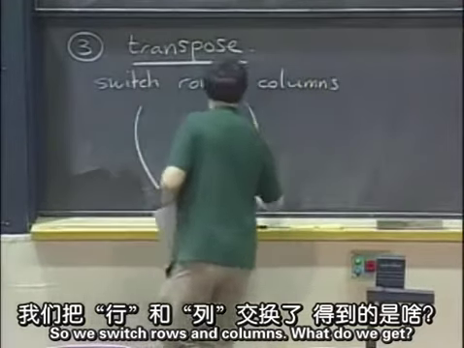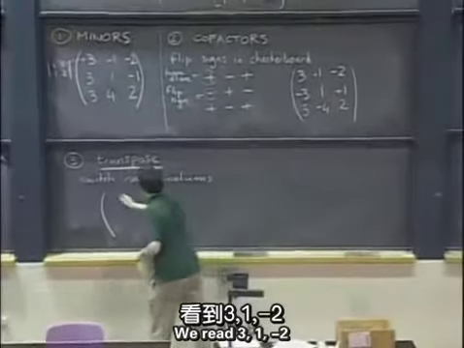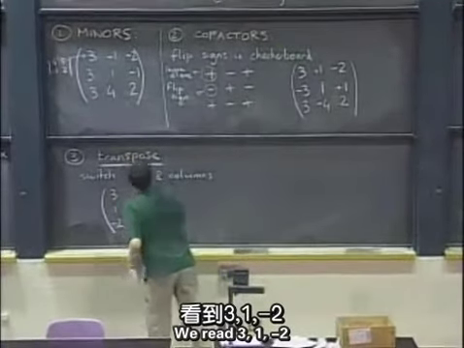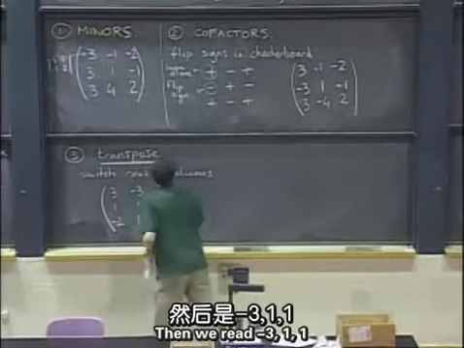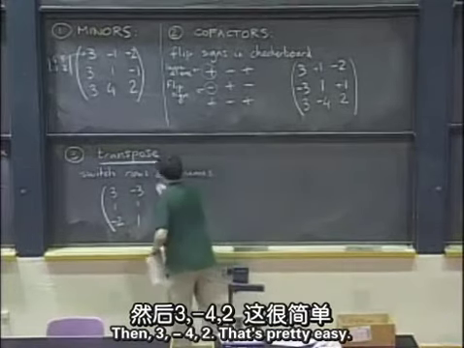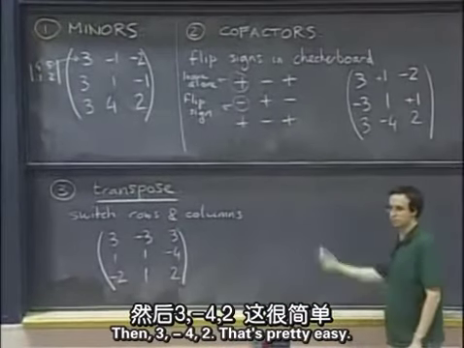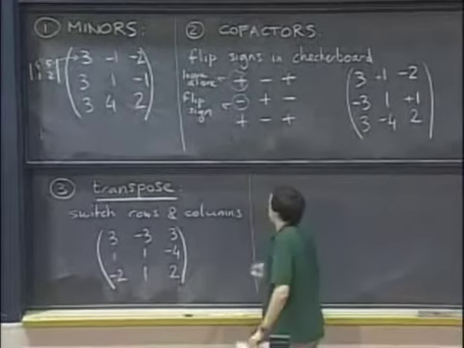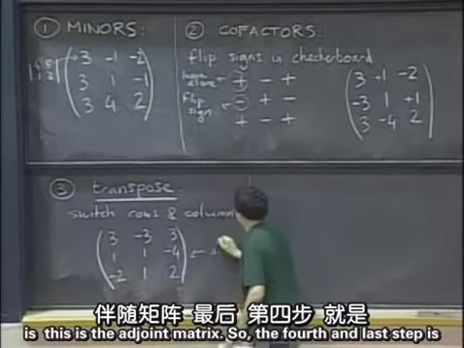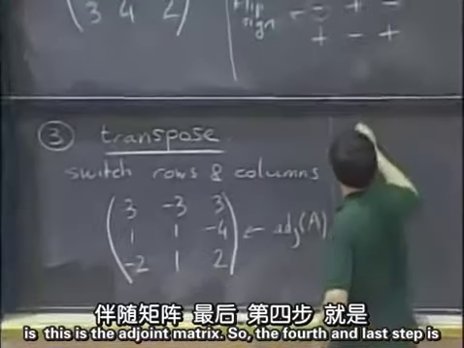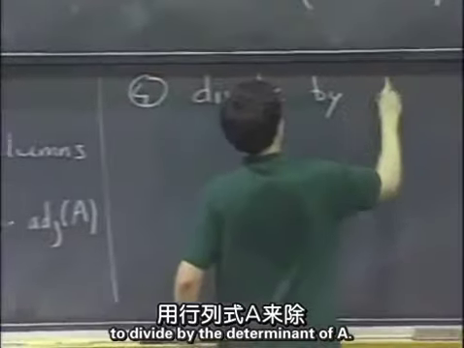So what do we get? Let's just read it horizontally and write it vertically. We read 3, 1, minus 2. Then we read minus 3, 1, 1. Then 3, minus 4, 2. That's pretty easy, and we're almost done. What we get here is the adjoint matrix. The fourth and last step is to divide by the determinant of A.